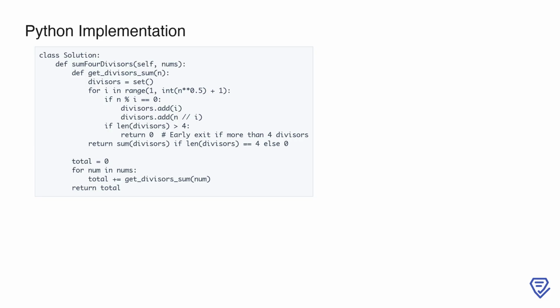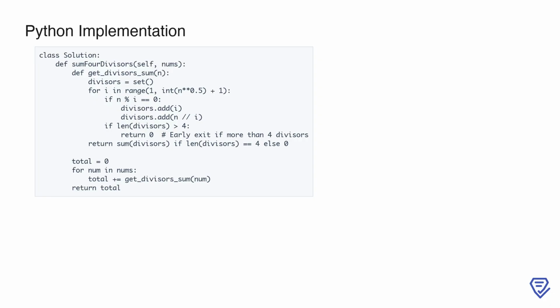This solution implements the function sum4divisors to solve the problem of summing up all divisors of numbers in the array nums that have exactly 4 divisors. The main steps are: 1. Define a helper function get_divisors_sum(n) to calculate the sum of divisors for a given number n if it has exactly 4 divisors. This function uses a set to store divisors to avoid duplicates and iterates up to the square root of n to check divisibility efficiently. If the number of divisors exceeds 4 during the process, it exits early and returns 0.